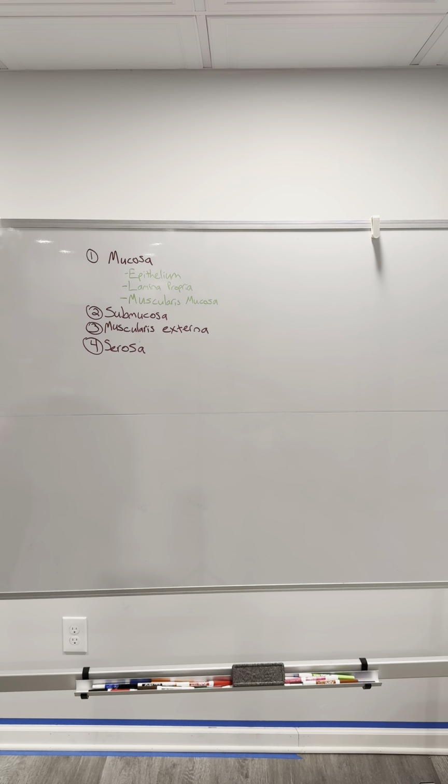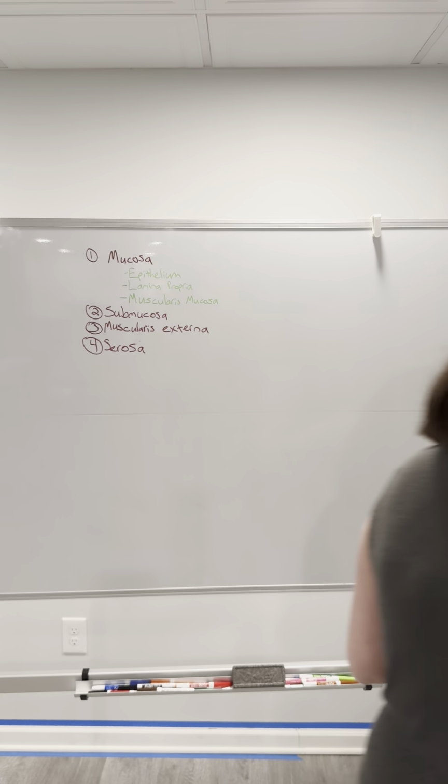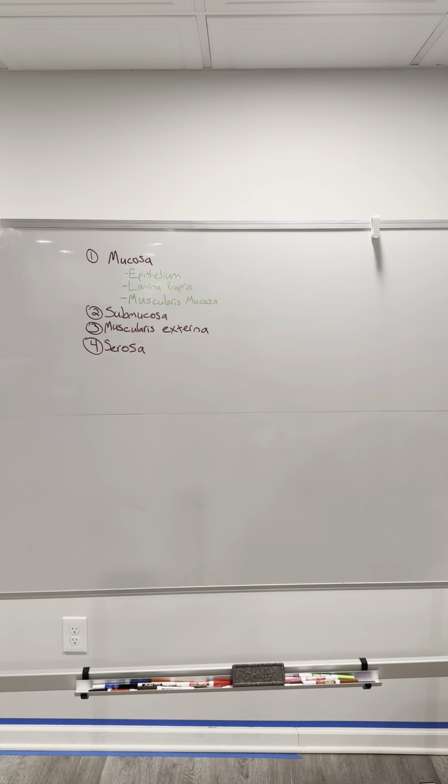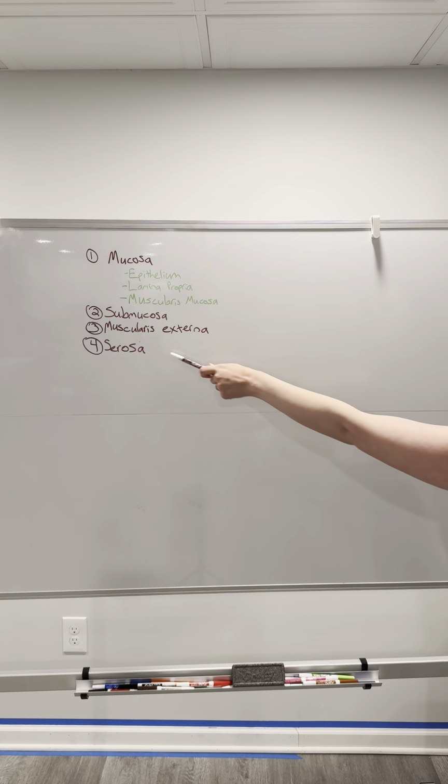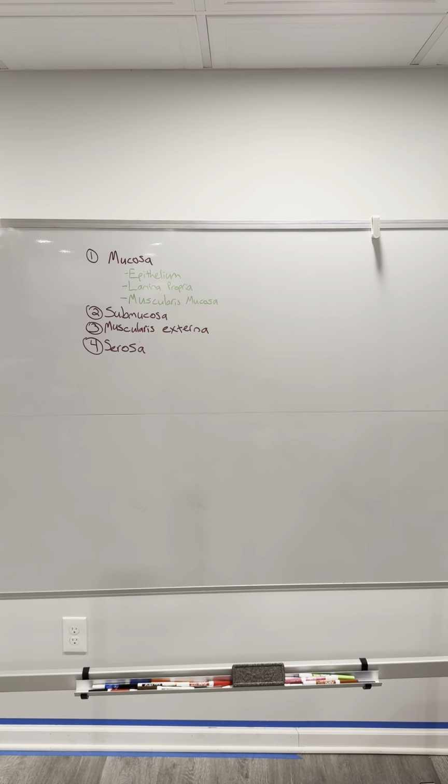Okay, the esophagus has all 4 of the alimentary canal layers that I went through here. And it has an adventitia as well instead of a serosa. Okay, so the outer layer instead of a serosa here would be adventitia if we're talking about the esophagus.